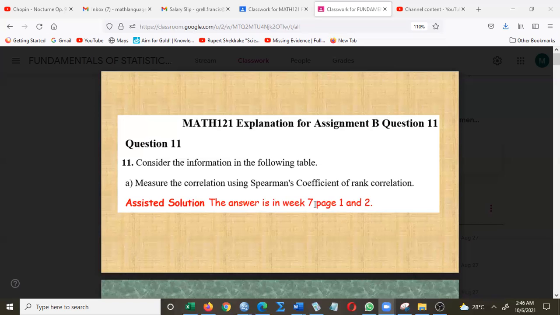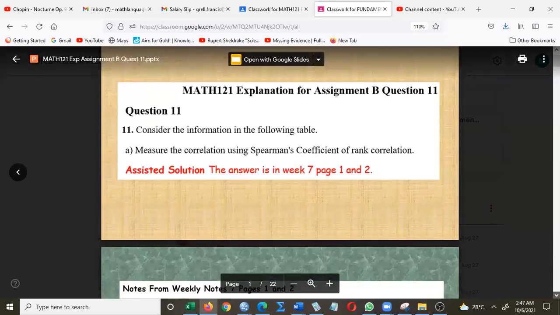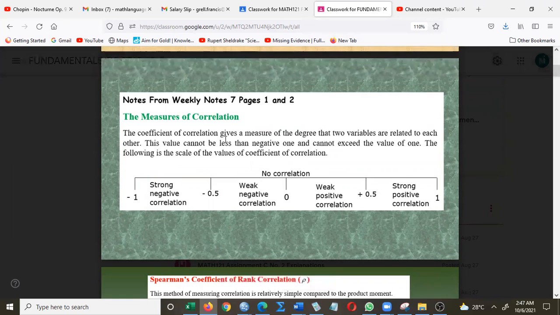So number 11, part A, is about Spearman's coefficient of rank correlation. And you can get assistance in week 7, page 1 and 2. Here assistance is provided, explanation is provided, starting with a definition. The coefficient of correlation gives a measure of degree that two variables, X and Y, are related to each other. This value cannot be less than -1 and cannot exceed the value of 1.